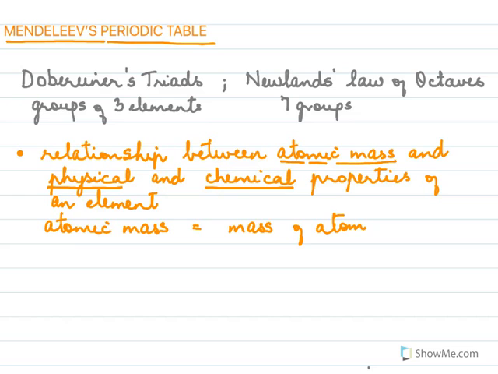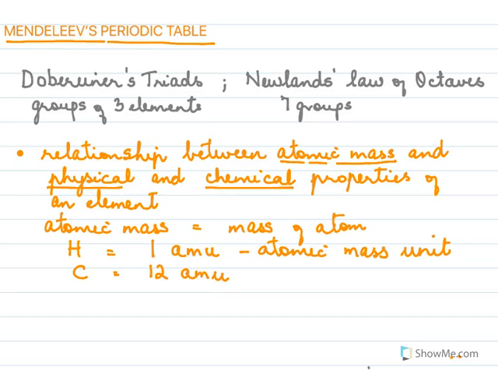For example, hydrogen has atomic mass 1 AMU, which stands for atomic mass unit. Just like you have kg and grams, atoms have a special unit called atomic mass unit. Like carbon, the mass of one carbon atom is 12 AMU, 12 atomic mass units. So every atom has its mass.